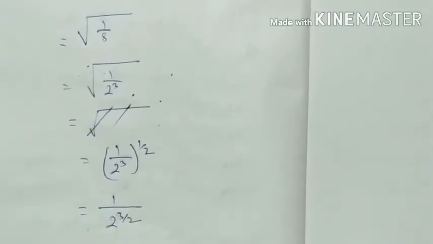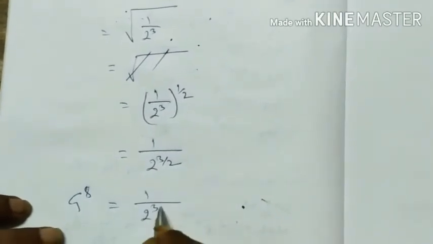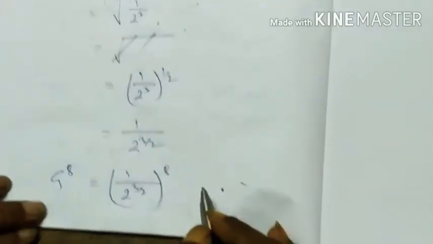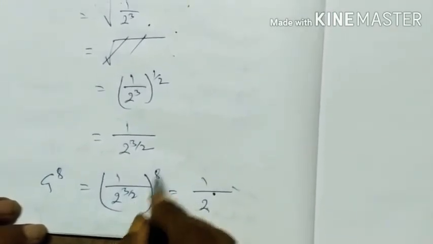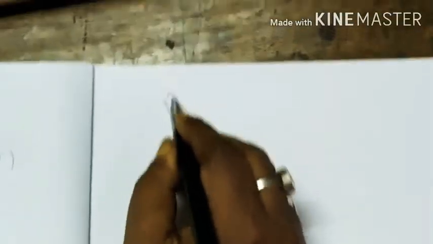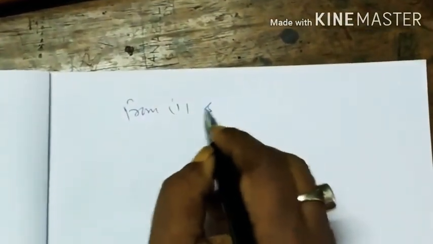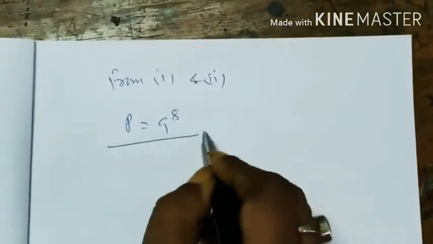So this comes out to be 1 by 2 to the power of 3 by 2. Now this is G to the power of 8. That means 1 by 2 to the power of 3 by 2 to the whole power 8. This will be equal to 1 by 2 to the power of 12, since 2 4s are 8, 4 3s are 12. So from equation 1 and equation 2, I can conclude that P is equal to G to the power of 8. Proved.